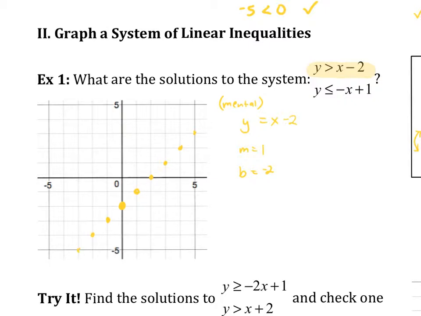Before I connect the dots, I need to look and see that this symbol is greater than only, and because it's greater than, it's going to be dashed. So when I do connect the dots, I'll do so dashed.